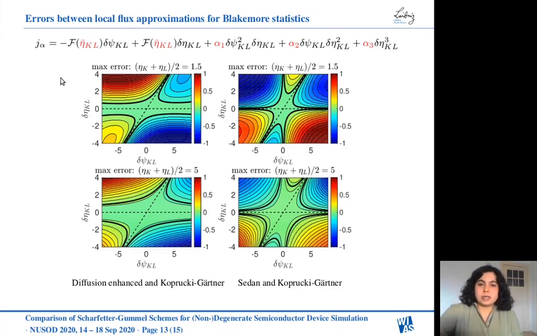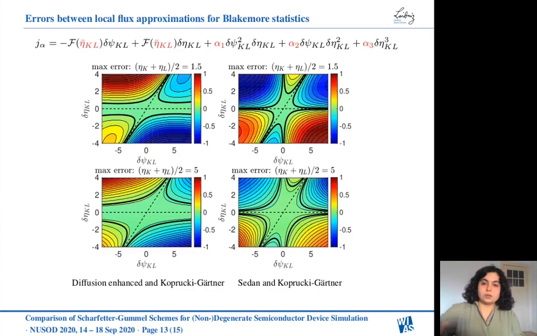We see that increasing the maximum error here in the evaluation point results in a larger area where the modified schemes coincide with the generalized scheme. And this can be explained by the previously seen error estimates where the derivative of the Blakemore statistic enters, which decreases for large positive arguments.